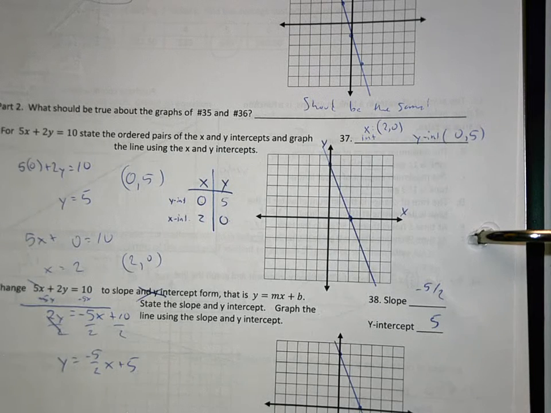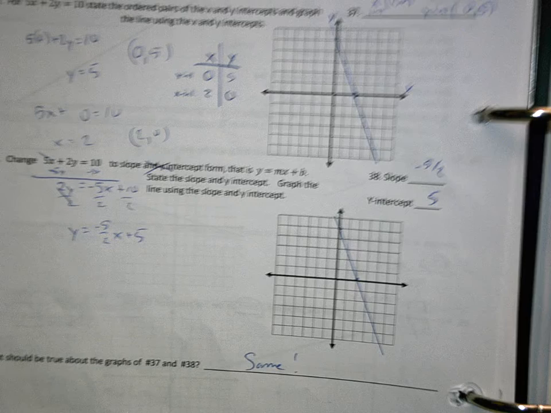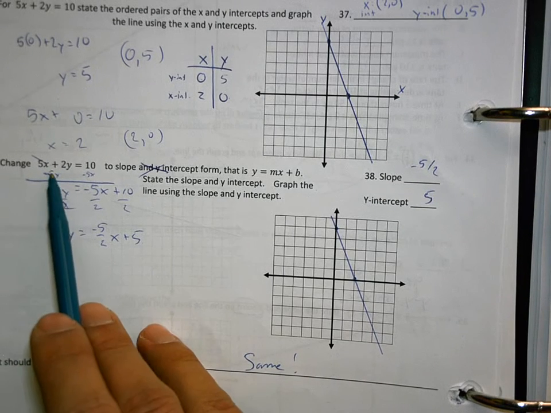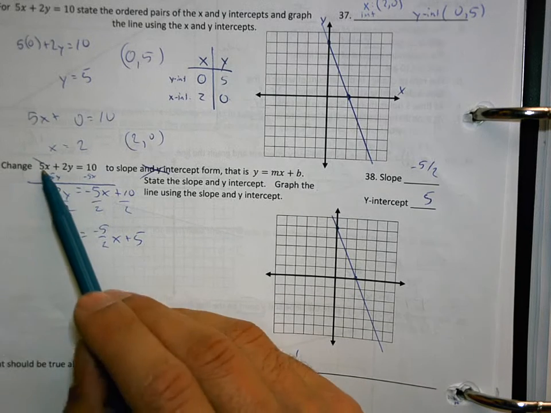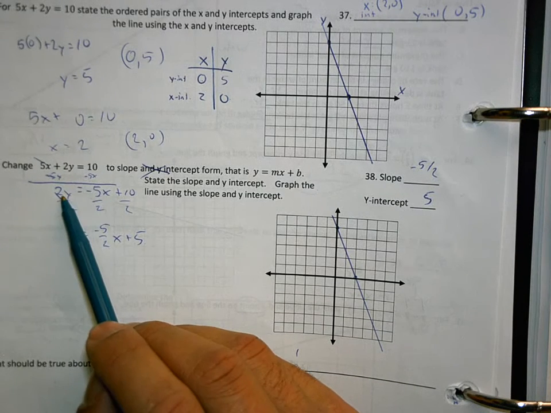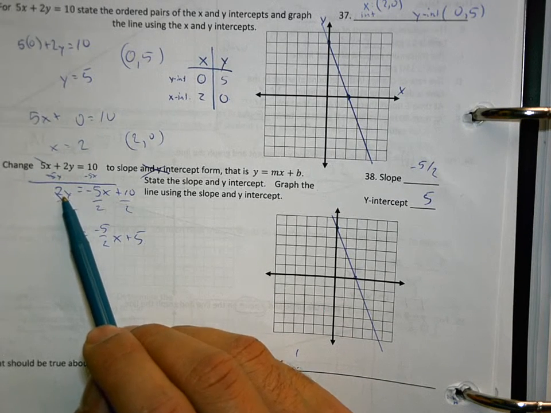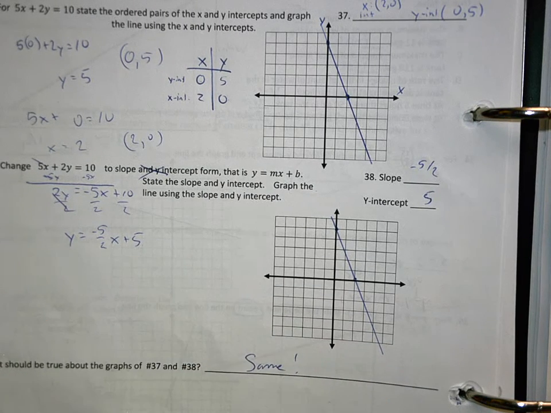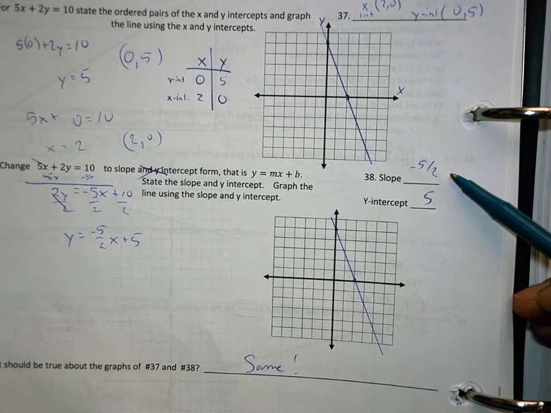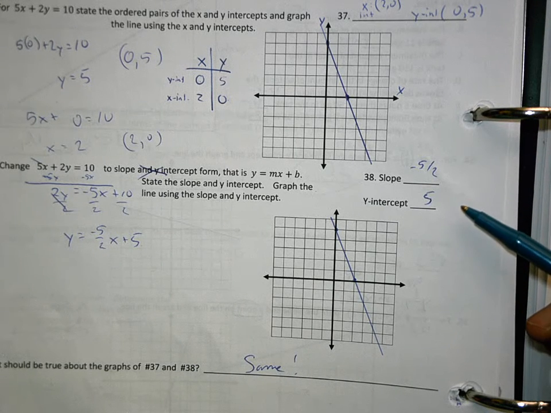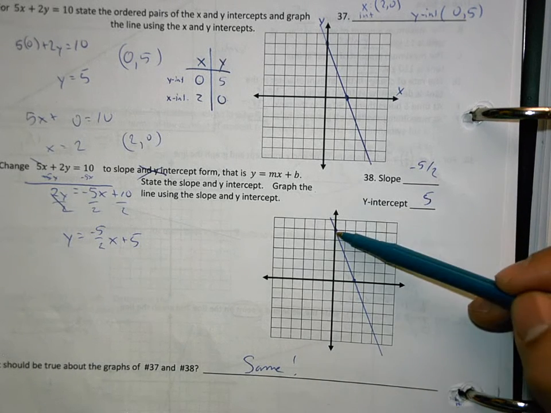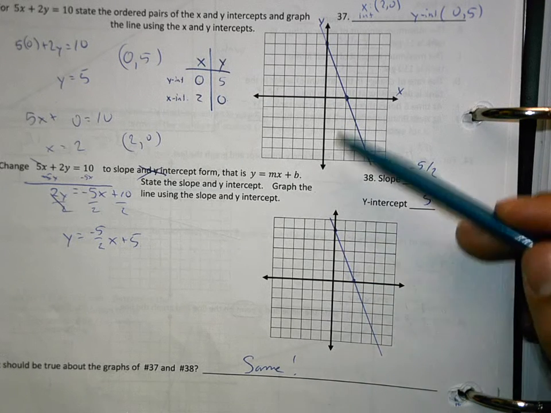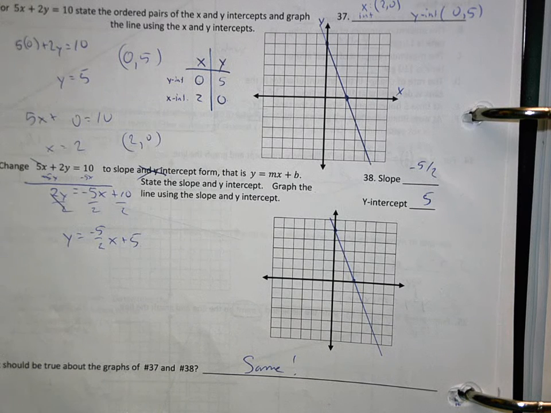The last thing on 38 was changing this equation into slope-intercept form by subtracting 5x and dividing by 2. Do not forget that when you divide by 2, you divide this by 2, and this by 2, and this by 2. You divide everything by 2. Your slope should be negative 5 over 2. Your y-intercept should be 5. It goes through here, goes down 5 over 2, and it should be the same graph as 37. They're the same equation.